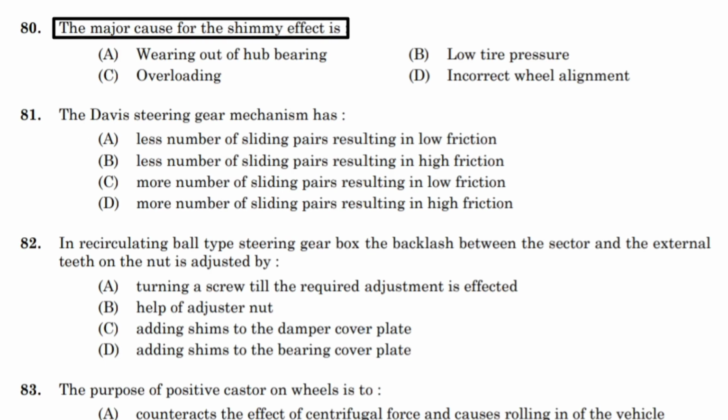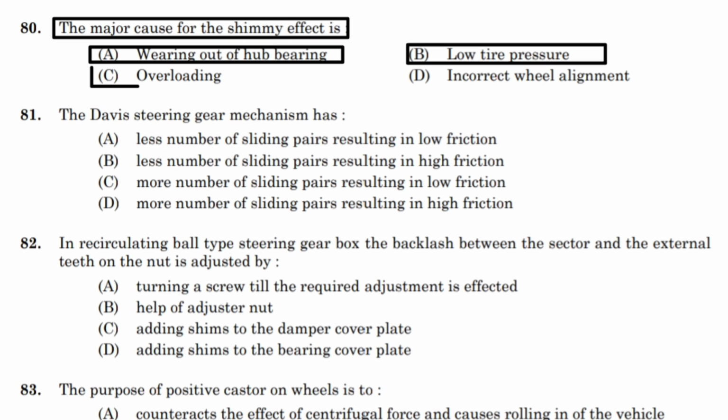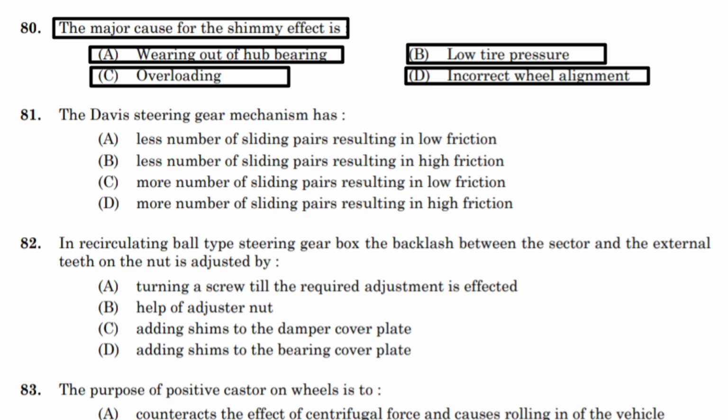80. The major cause for the shimmy effect is A. Wearing out of hub bearing, B. Low tire pressure, C. Overloading, D. Incorrect wheel alignment. Answer A. Wearing out of hub bearing.